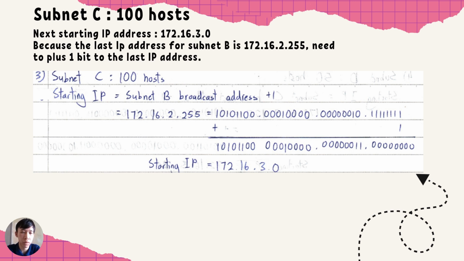Next, for subnet C that has 100 hosts. For the starting IP, we will use the subnet B broadcast address and add 1 bit of data. So we need to convert the broadcast address from subnet B into binary first, and add 1 bit of data. So we will get the starting IP, that is 172.16.3.0.